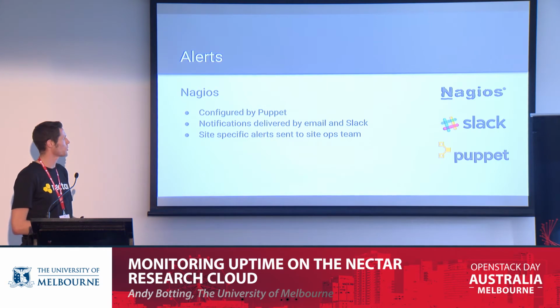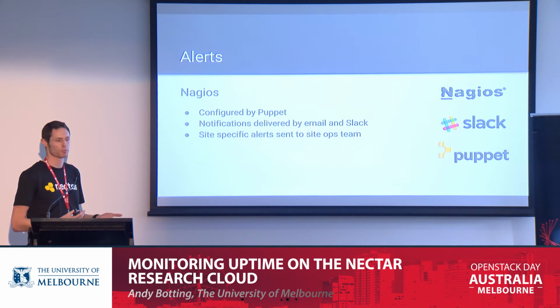So I talked a little bit about alerts. We configure everything through Puppet. We send our notifications from Nagios by email and Slack. Slack is a great tool. It allows us to have separate channels for our alerts. We can have admins at the sites subscribe to the channel that's suited to them, so they don't get a lot of noise. They can join or leave the channel as they wish to basically subscribe and unsubscribe from the alerts. It's very useful.